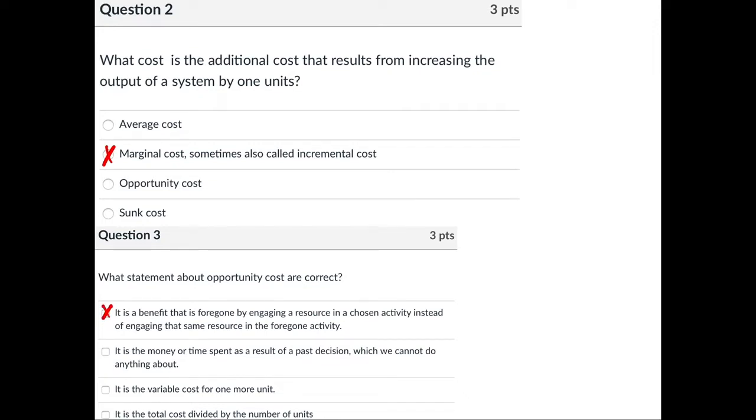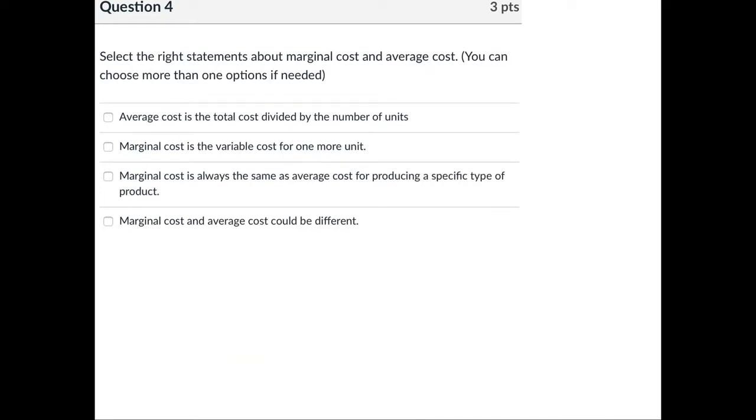It is the money or time spent as a result of a past decision. Okay, it's talking about a past decision, which we cannot do anything about. So this is a sunk cost. This is not opportunity cost. It is the variable cost for 1 more unit. No, that's the marginal cost. It is the total cost divided by the number of units. No, that's the average cost. So for this question, you only have 1 correct answer.